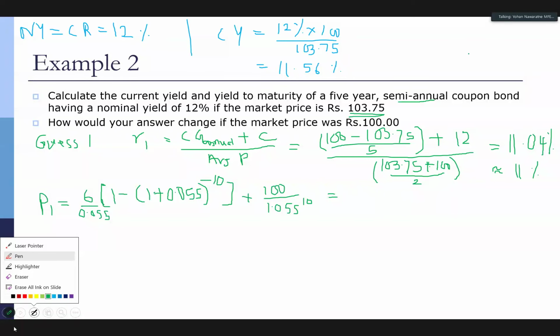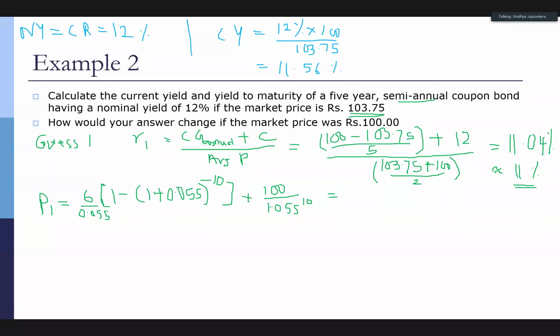Madam, that 0.055 you got it from by dividing 11.04 by 2? By dividing 11 by 2, because I use 11. Remember I said, you can use 11.04. If you use 11.04, then it will be 0.5502, right?